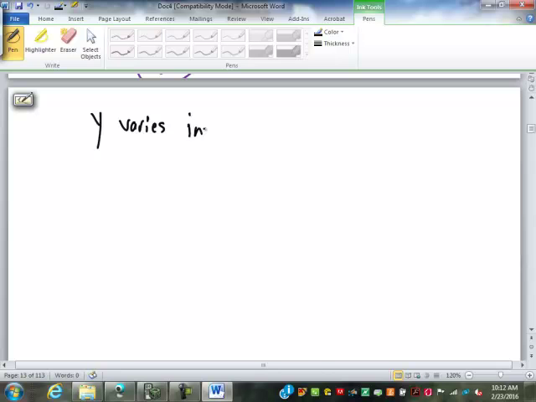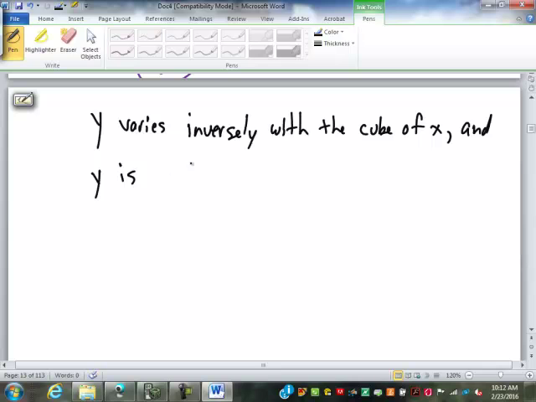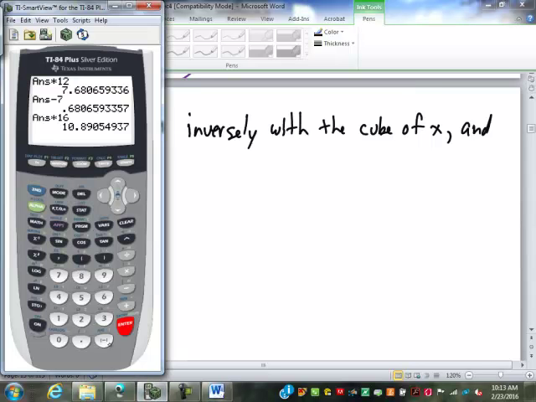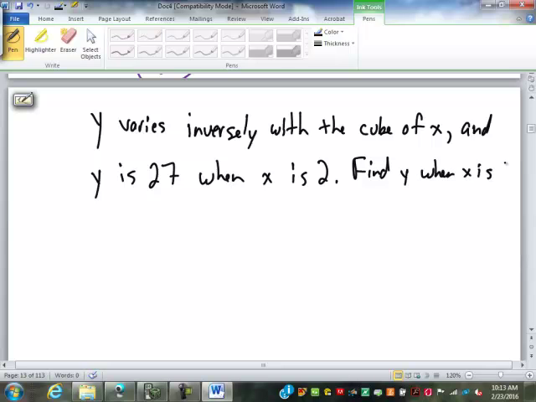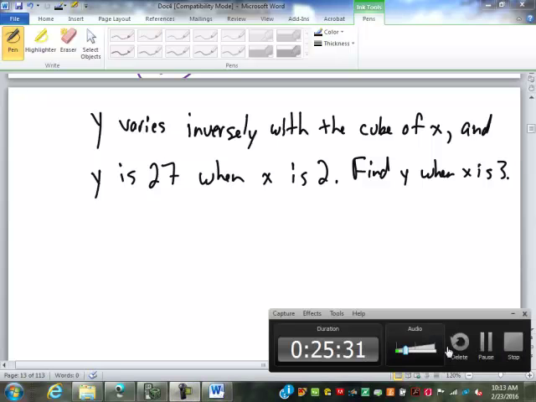Y varies inversely with the cube of x, and y is, oh, what do I put in here? Y is 27 when x is 2. Find y when x is 3. Give that one a shot in your notes. See what you come up with.